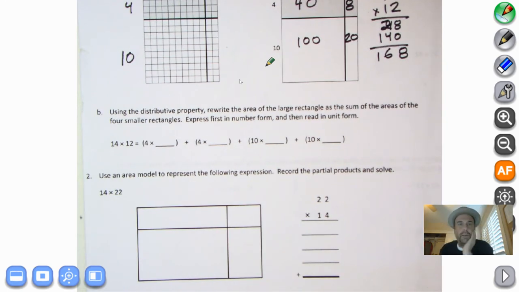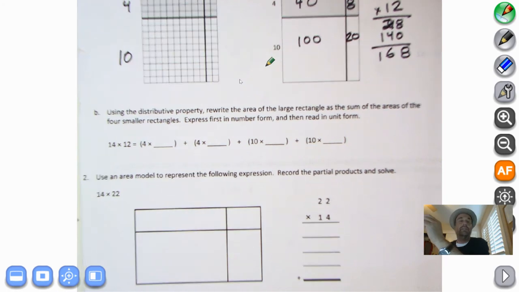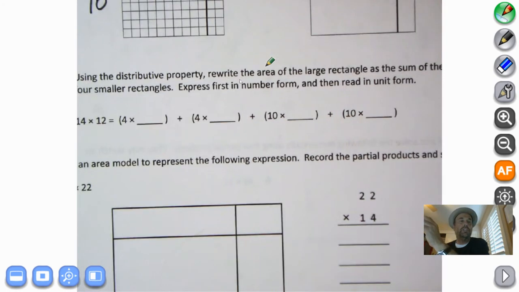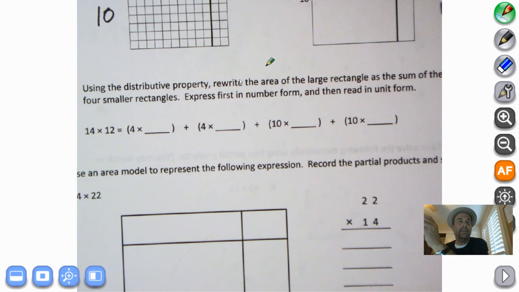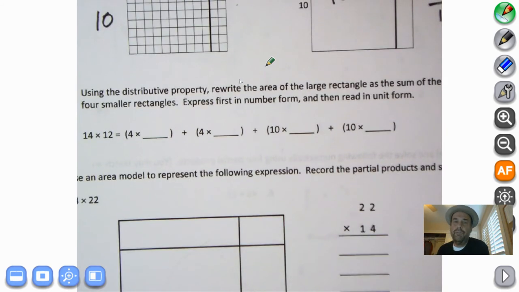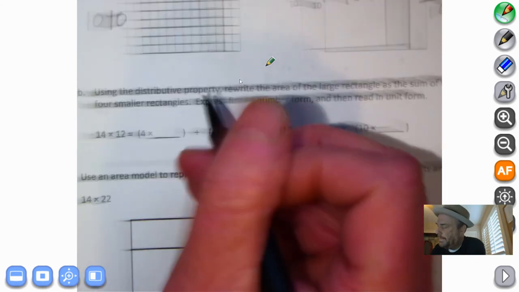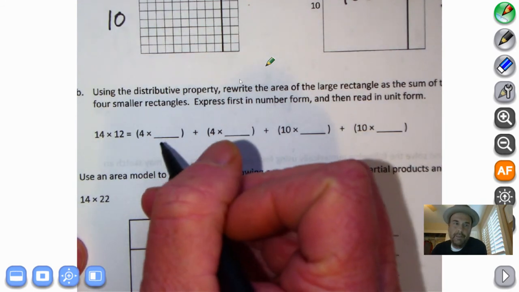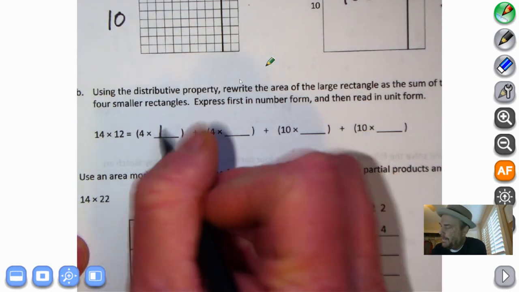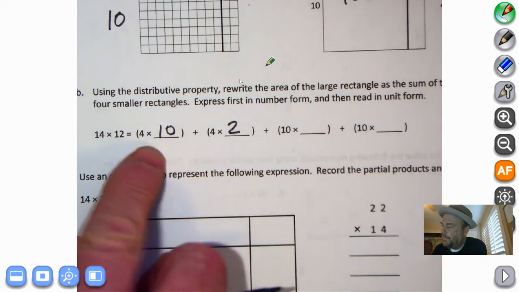Using the distributive property, rewrite the area of the large rectangle as the sum of the areas of the 4 smaller rectangles. Express first in number form and then read in unit form. Wow. So let's zoom in a little bit so I can actually see this. We have 14 times 12 equals 4 times 10. See how this is going to work? 4 times 10 and 4 times 2, because we get rid of the 12 that way, right?